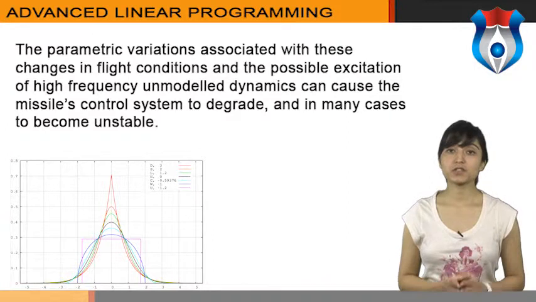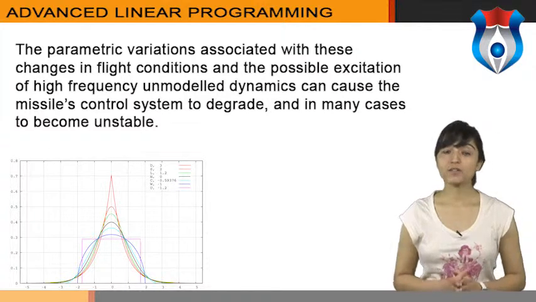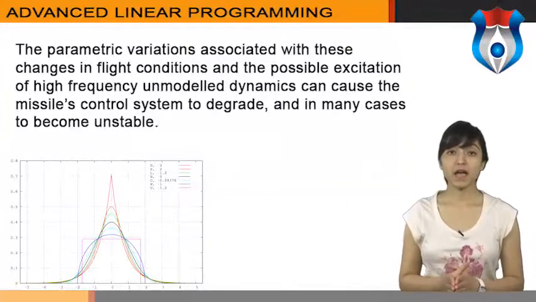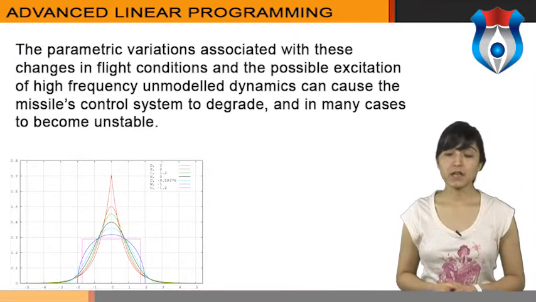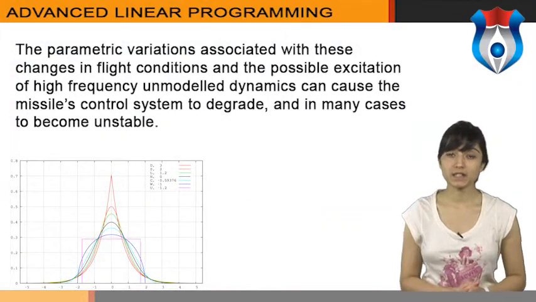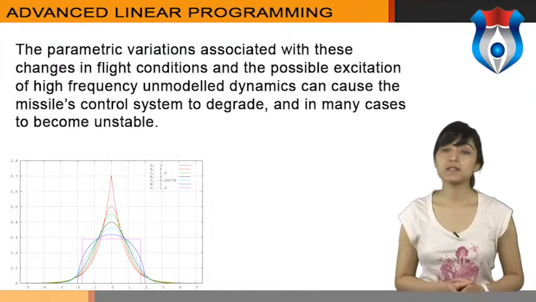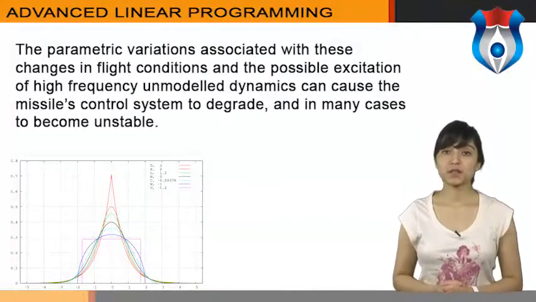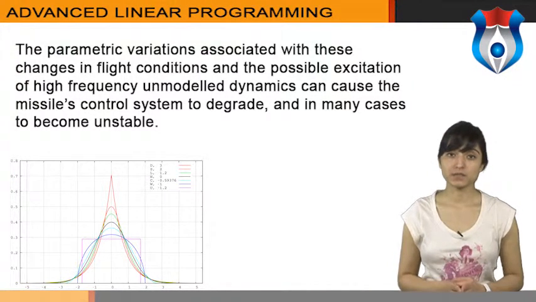The parametric variations associated with these changes in flight conditions and the possible excitation of high-frequency unmodeled dynamics can cause the missile's control system to degrade and in many cases to become unstable. Because of this potential for instabilities, the performance one can extract from a missile control system must be offset by the requirement that the closed-loop system remain stable in the presence of model uncertainties and parametric variations. The conflicting requirements between performance and stability have been the focus of much research in the past several years.